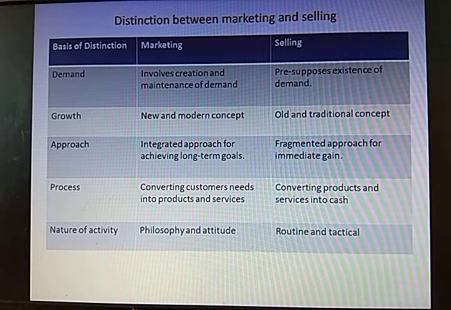The next basis of distinction is process. In marketing, the process is converting the customers' needs into products and services. In selling, it is converting the products and services into cash. They just go ahead with profitability. Whereas in marketing, they try to maintain the customers, and they also want new customers, finding new consumers in the market. This is the main difference. Then the last point, not the least, is nature of activity. Marketing is philosophical and attitude-wise, whereas selling is routine and tactical.